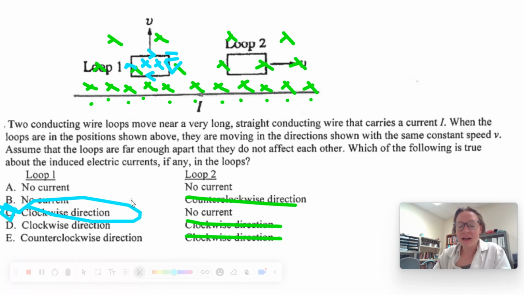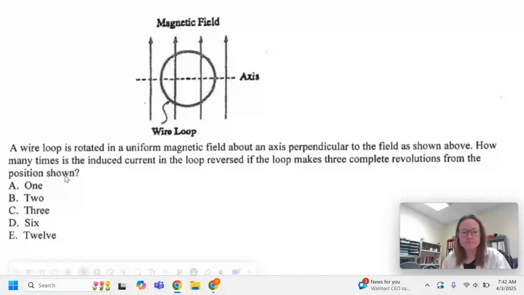Okay, and last slide here. We'll go ahead and change slides real quick. Okay, last practice question for today. It says a wire loop is rotated in a uniform magnetic field about an axis perpendicular to the field as shown above. How many times is the induced current in the loop reversed if the loop makes 3 complete revolutions from the position shown?